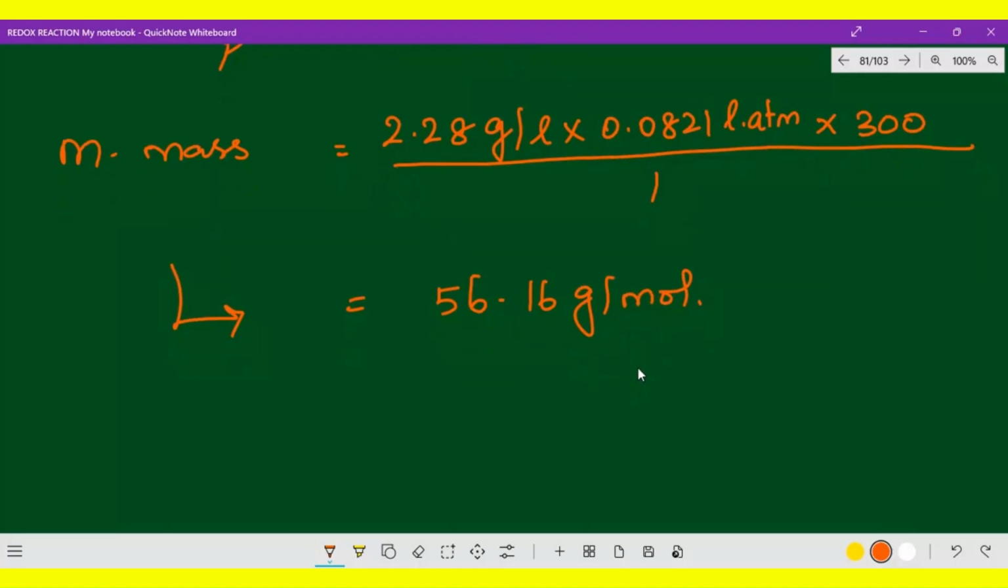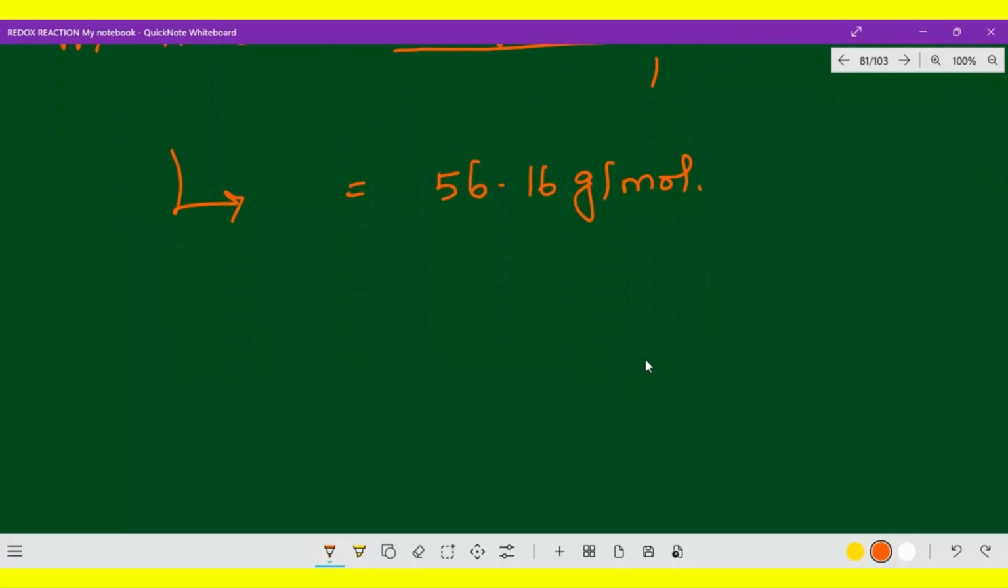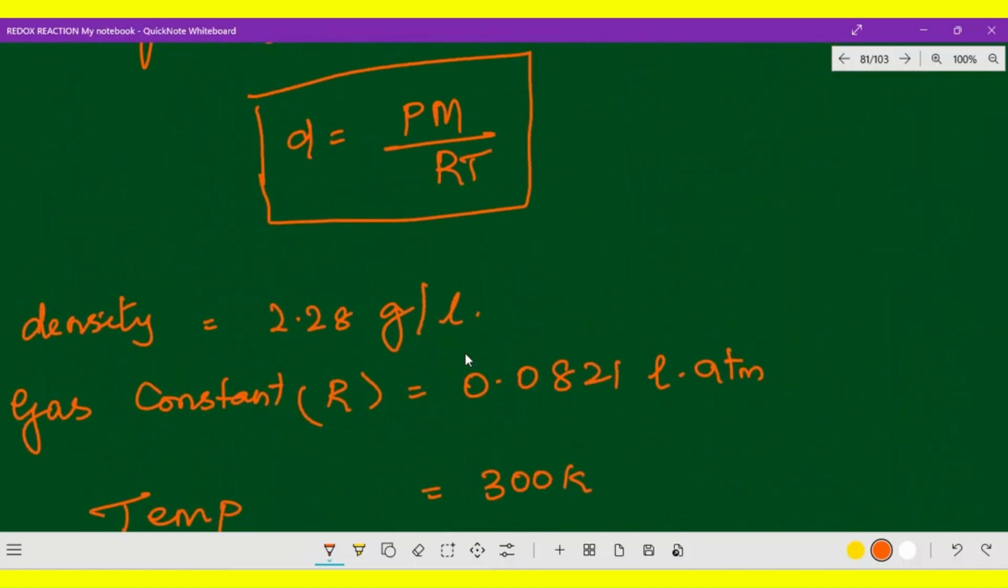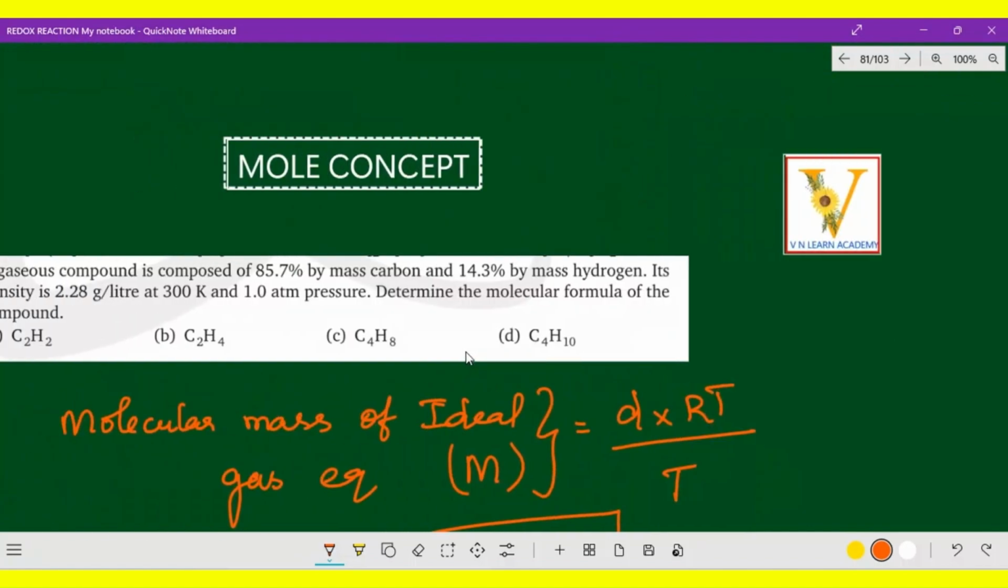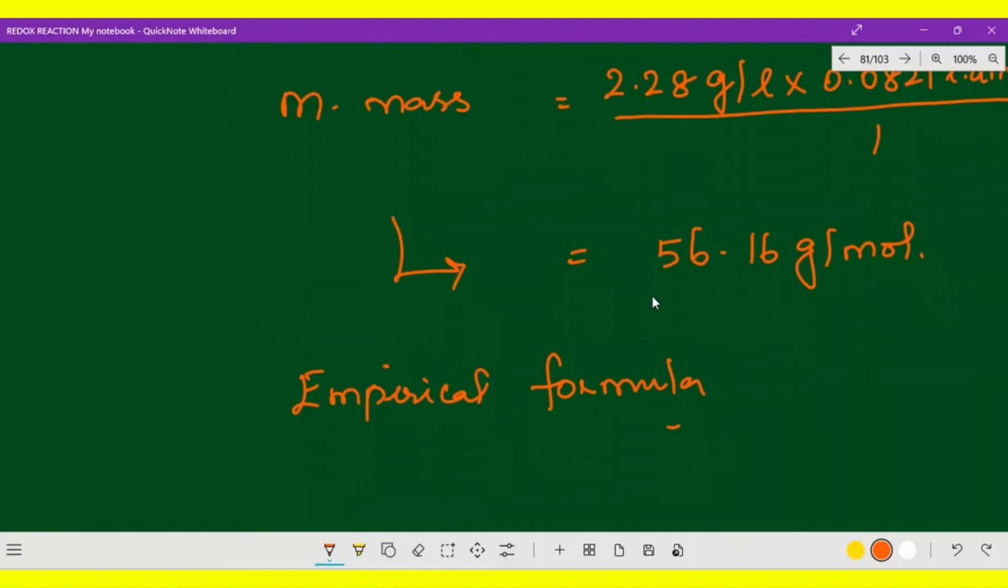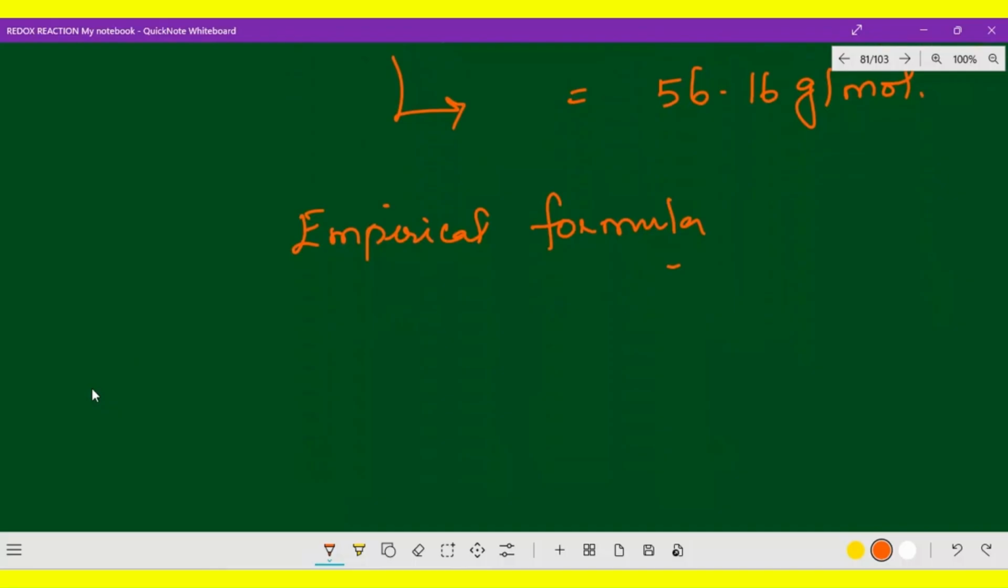Now we have to identify the empirical formula, then we can go for the molecular formula, right? So for the empirical formula, we have to identify the number of moles of carbon and hydrogen. Here the gaseous compound is composed of 85.7% by mass of carbon and 14.3% of hydrogen. So we have to find out the number of moles.